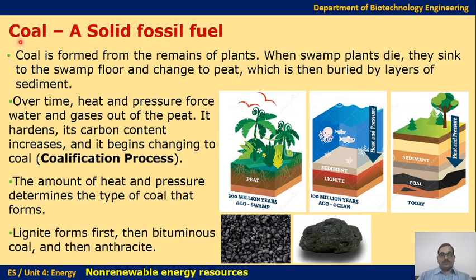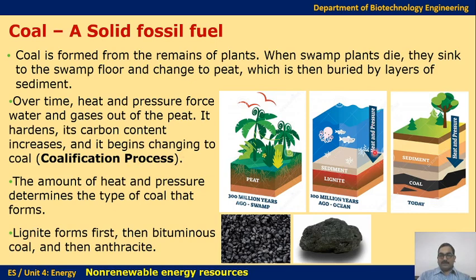For example, the first one, coal, a solid fossil fuel. Coal is formed from the remains of plants. So what happens is, long ago, 300 million years ago or so, the plants or living materials were buried under the earth layers. Over time, sediments were deposited over that, and the first thing that happened was the coalification process. The first thing that would form was lignite, a soft coal.